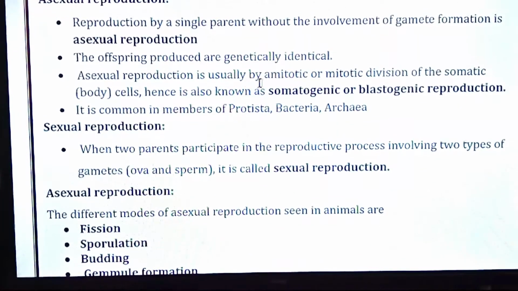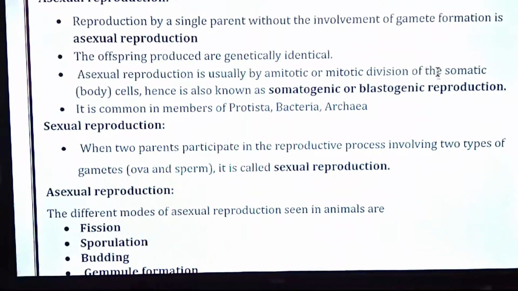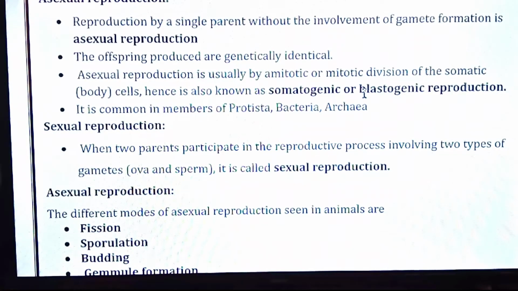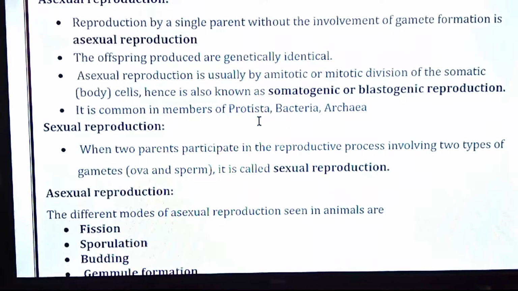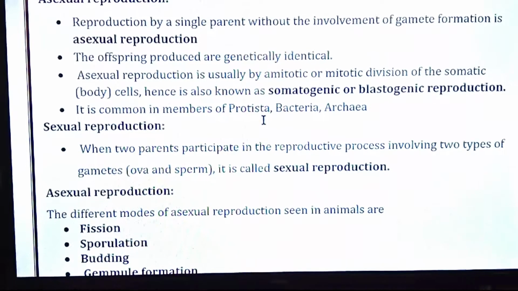Here the offspring produced will be genetically identical to each other. They will not vary from one another. Asexual reproduction usually happens by two types of cell division, amitotic and mitotic cell division of the somatic cells. Somatic cells means body cells or vegetative cells. Hence it is otherwise known as somatogenic reproduction or blastogenic reproduction. It is very common in the members of Protista, the primitive organisms: Protista, bacteria and archaebacteria.